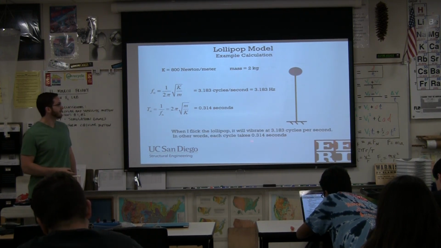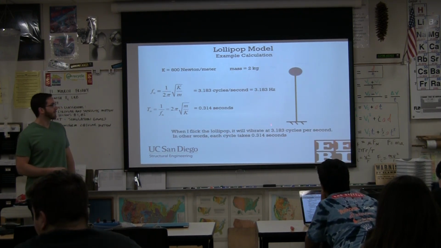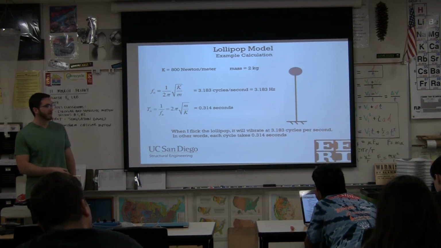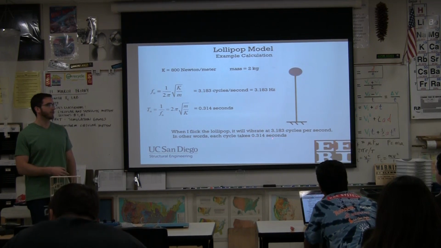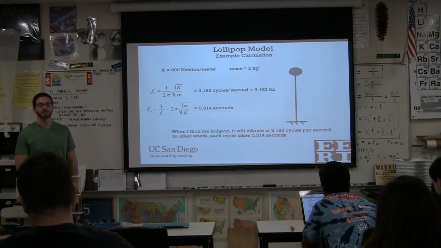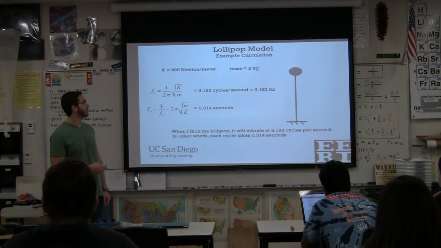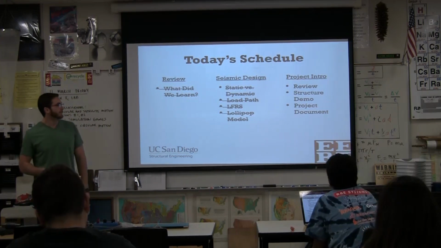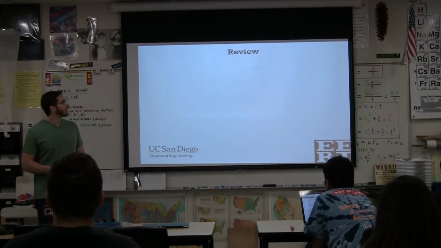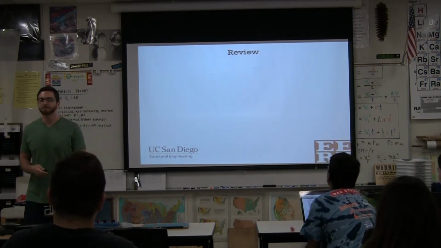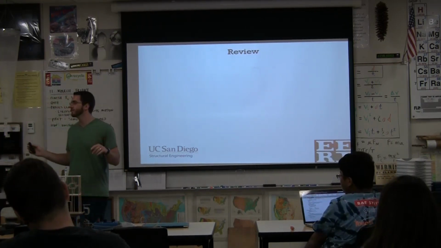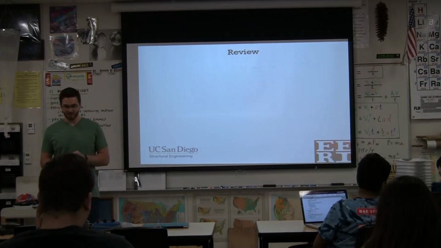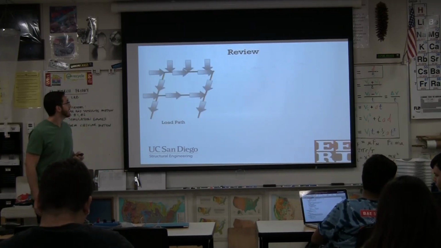So, when I flick the lollipop, it'll vibrate at 3.183 cycles per second. In other words, each cycle takes 0.314 seconds. Does that make sense? Two ways of thinking about the same thing. Let's review. If you haven't had a lollipop yet, here's a chance to get a lollipop.